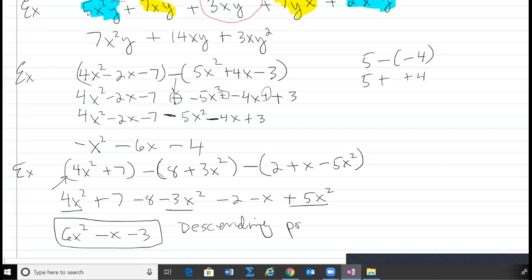Okay. Descending powers, standard form. Okay. Start writing in standard form. It'll make your life easier. Easier to organize your information. Okay, so that is about it for that. Good for now.